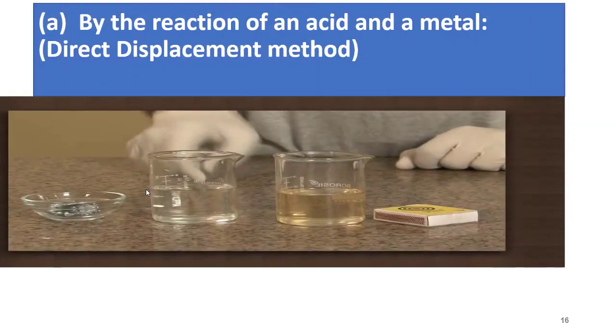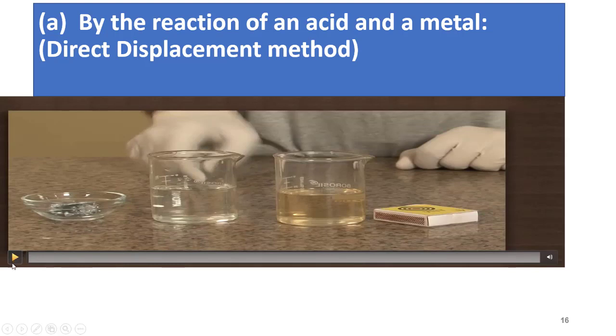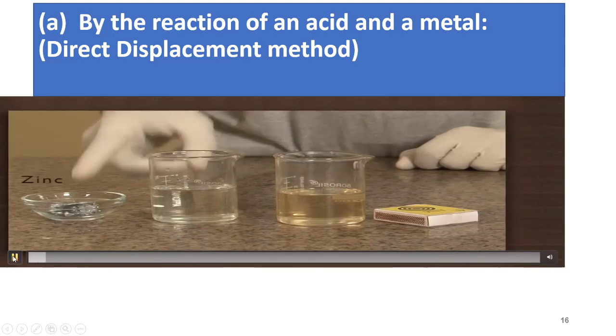So this is the first method for the preparation of soluble salts, that is by the reaction of an acid and a metal, and this is also called direct displacement method. If you react an acid with a metal, then soluble salts are prepared, and this process is called direct displacement method. Let's see how an acid reacts with a metal.